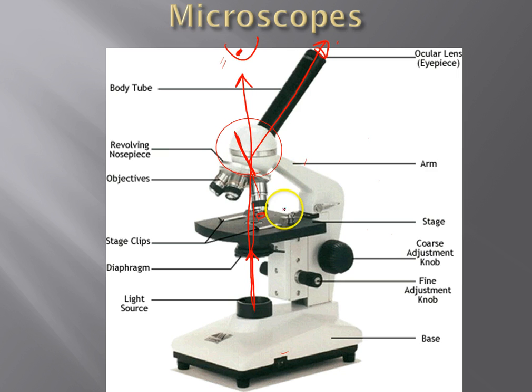If we do want to turn from one objective to another, we always want to use the revolving nose piece to do that.